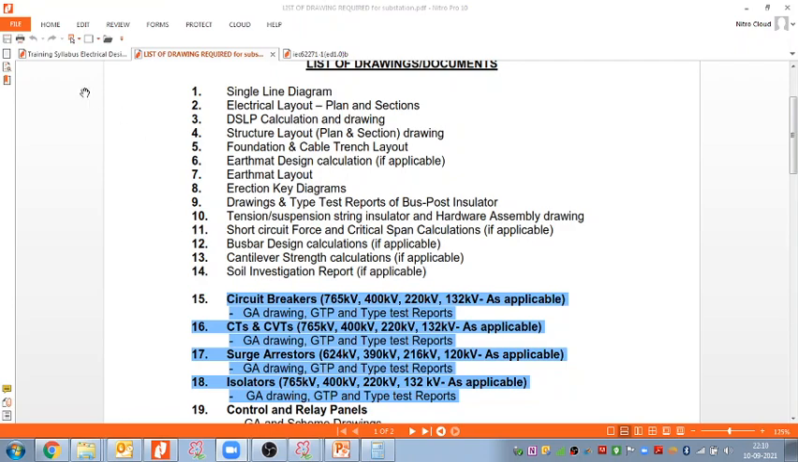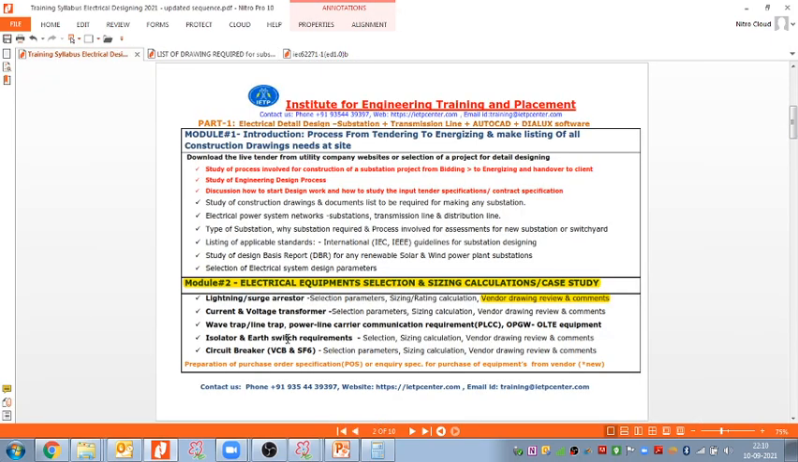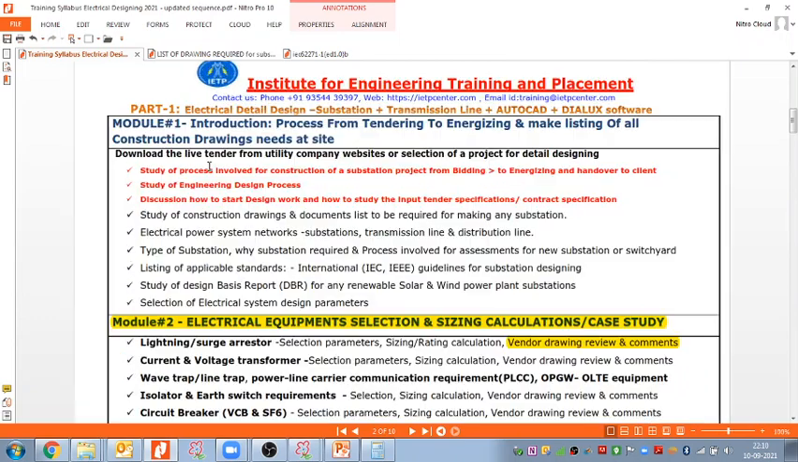Okay, yeah. So let us have a look at the syllabus content. Module number 1 is the introduction of the project: the complete process of substation construction, from tendering to energizing, and making a list of all construction and drawing needs at site. So that is the introduction part of the project that we will discuss.